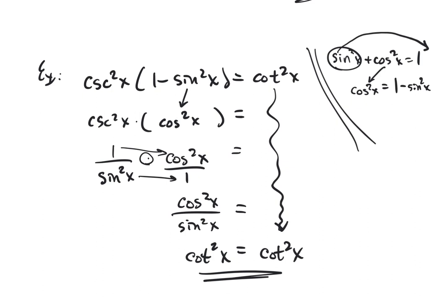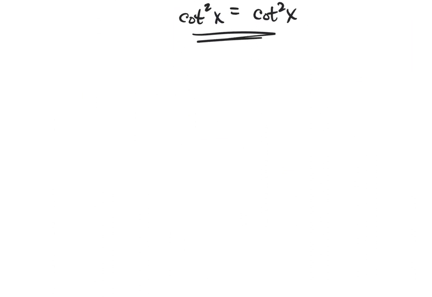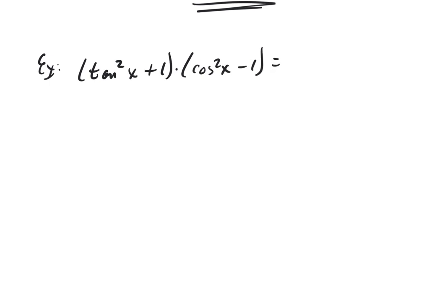Okay, let's try another one. Again, take your time, pause, try them on your own, that sort of thing. This one's just going to be done a slightly different way. So here we start with tangent squared plus 1, multiplied by cosine squared minus 1, and we're trying to verify that that's going to be equal to negative tangent squared.